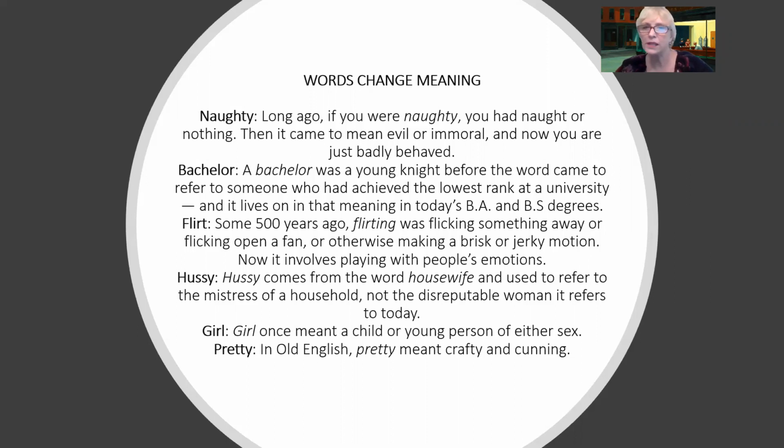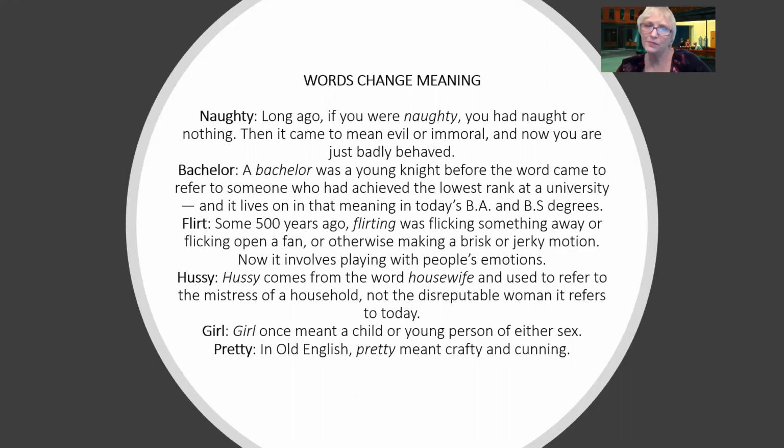A bachelor was a young knight before the word came to refer to someone who had achieved the lowest rank at a university. So when you go to college, the first four-year degree you can get is a bachelor's degree. Actually, there's an associate's degree, so it's not the lowest, but associate's is a 2-year degree. Bachelor's degree is a four-year degree. And we even say that in the title of that type of degree. You can get a BA, which is a Bachelor of Arts, or a BS, which is a Bachelor of Science degree. But it used to mean a young knight.